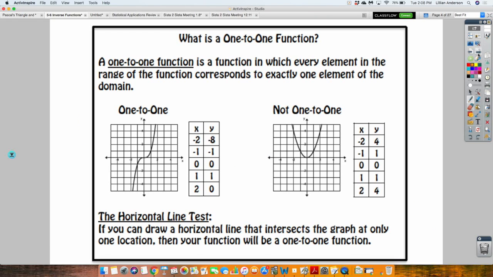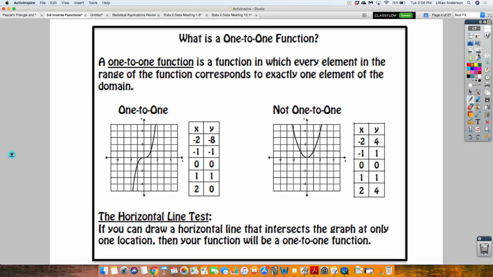So a one-to-one function is a function in which every element of the range, the output, corresponds with exactly one element of the domain, the input. That's pretty much the reverse. So for a function, there's one input for every output. But a one-to-one function is the opposite.